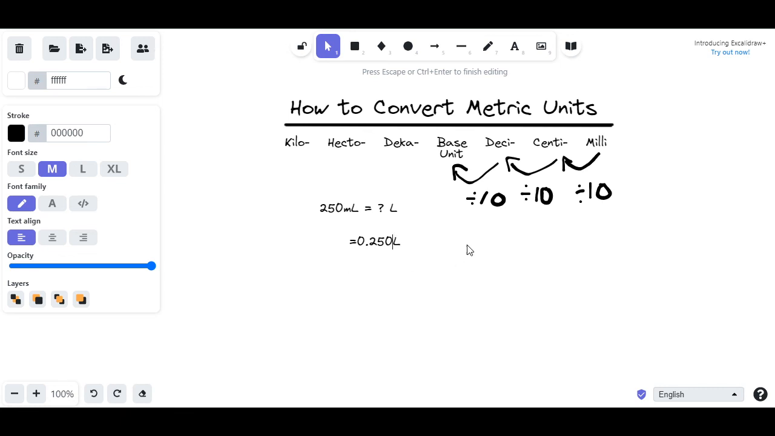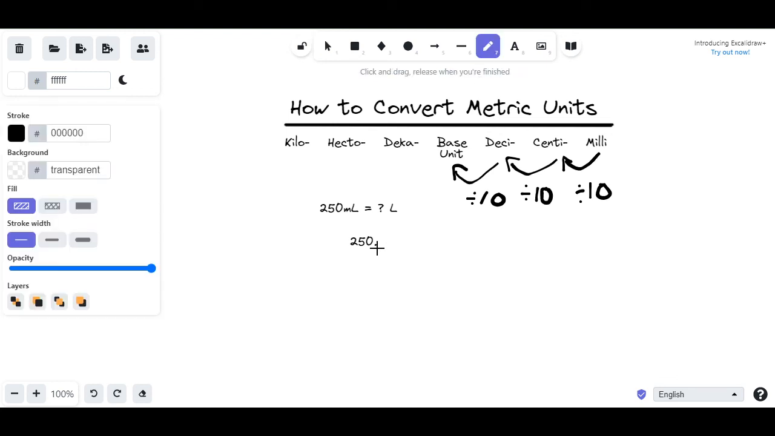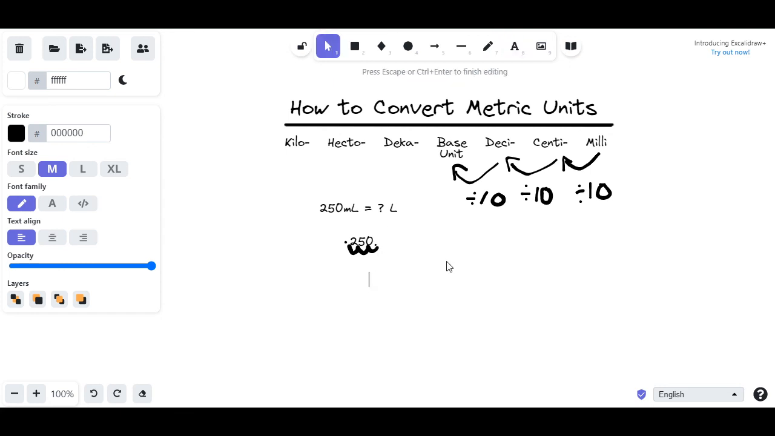Okay, now to do it the other way, I again just count left 3 times, and that just means I'm going to move my decimal point to the left 3 times. So again, if I started with the number 250, we know a decimal point would be there. But now I'm going to move that decimal point to the left 3 times. So 1, 2, 3. So now my decimal point is directly in front of the 2. So now when I type that number out, I again get the same answer. I get 0.250. And again, that is now liters. And that's how you convert between different metric units.